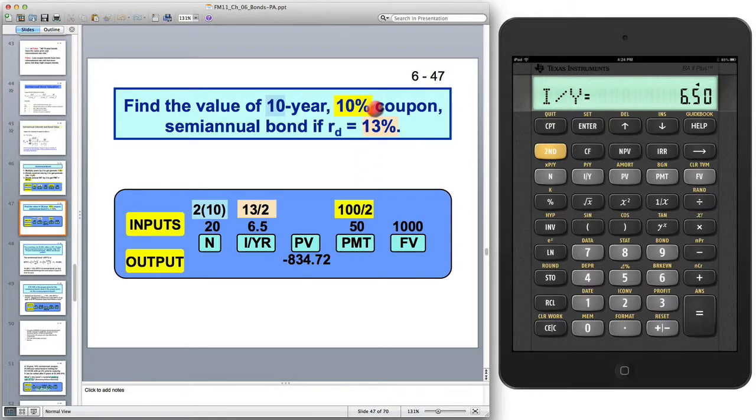So 10% of 1,000. You don't see 1,000 here. 1,000 is the par value of the bond. So 10% of the 1,000 is 100. 100 divided by 2 is 50. So 50, that's your payment. And the par value of the bond is 1,000. That's simple. Do that. And compute PV will give you the current price of the bond. Compute PV, that's $834.72 is the current price of the semi-annual bond.